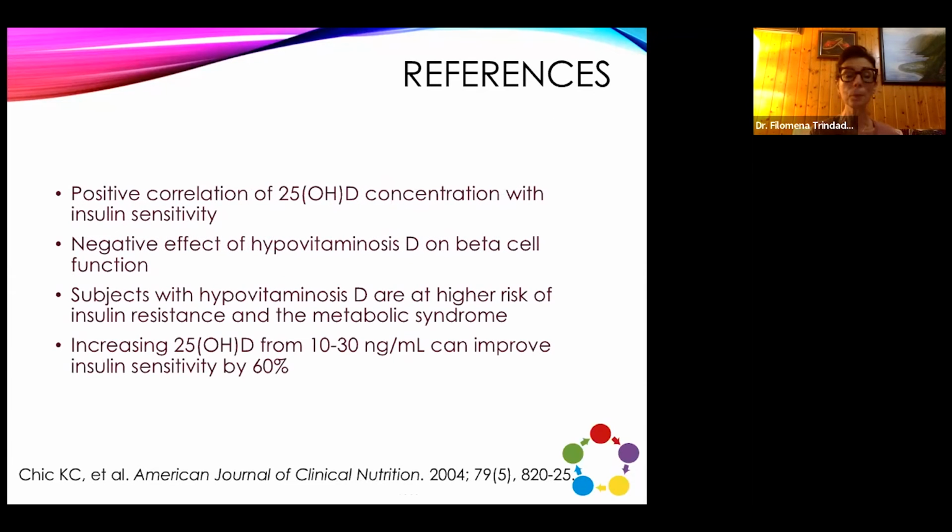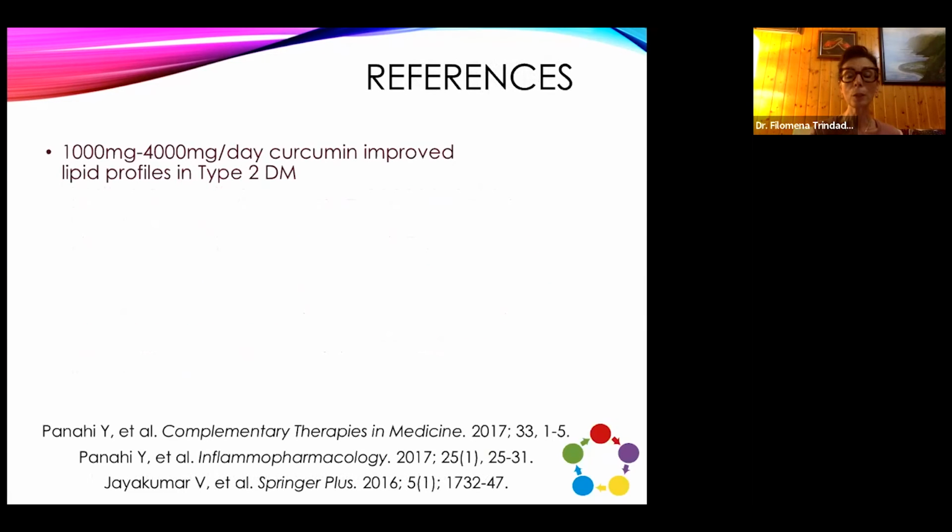And vitamin D, now after COVID and all the studies that we have on vitamin D, I really aim for my patients to have a level of about 80 nanograms per milliliter, but we know that even small changes can make a huge difference. And curcumin, lots and lots of studies on curcumin from 1,000 to 4,000 milligrams per day.